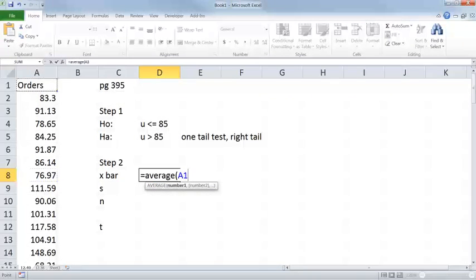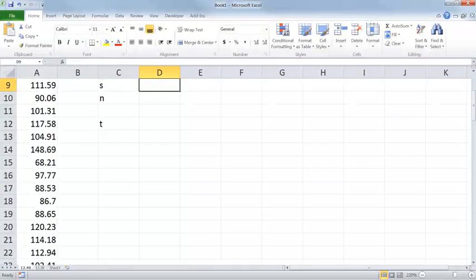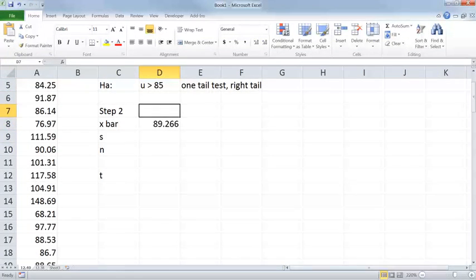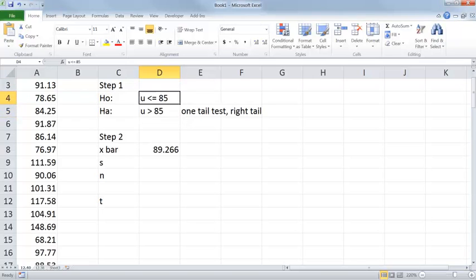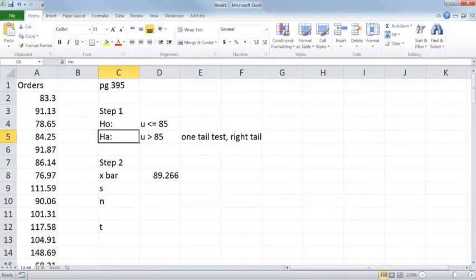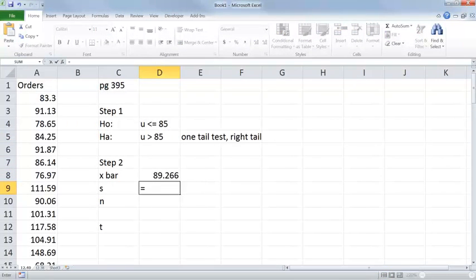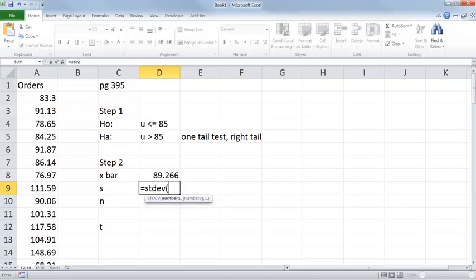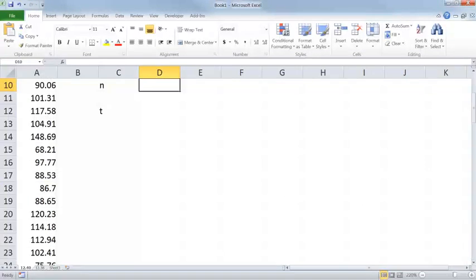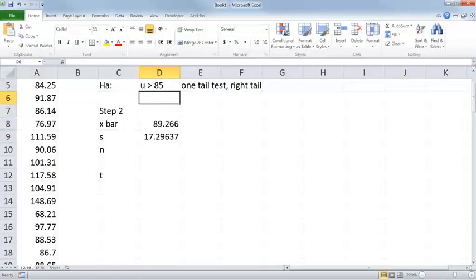So X bar is just equals average. All right, so here's our data. Control Shift down, hit Enter. So on average, we have 89.26. Remember, we're trying to prove that it's greater than 85. So far, we're looking okay. But not necessarily, because sometimes it's greater than 85 and sometimes it's less. Remember, this is just an average. So let's find the standard deviation, equals standard dev. Okay, hit enter. Oh wow, so we have a pretty big standard deviation of 17.